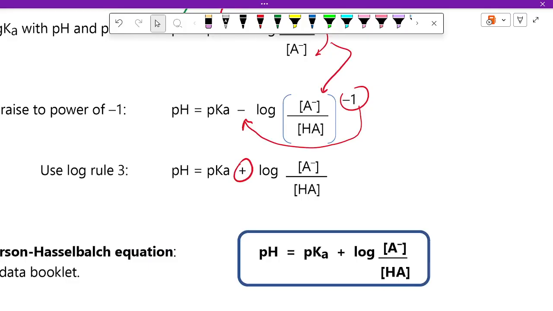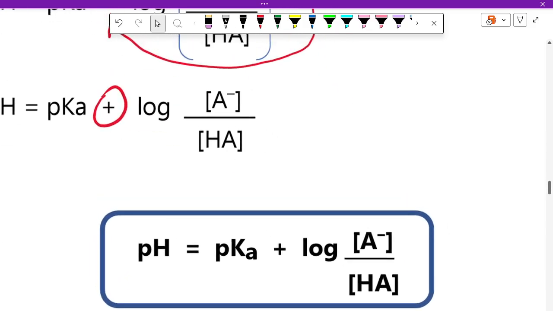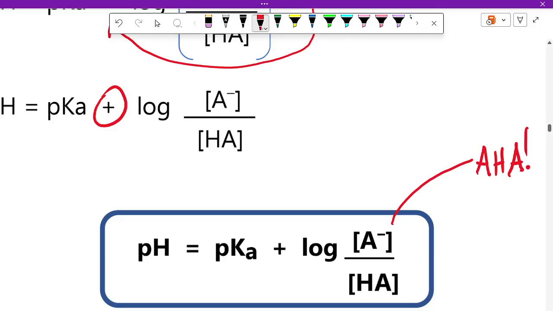Why don't we go all the way to the log, like log A minus log HA? You could if you wanted to, but then you have to press the log button twice rather than just doing a division and pressing the log button once. So the ratio of the base to the acid, and you know what this spells? Aha. pH is equal to pKa, and then if the A and the HA are not equal, it's plus log of aha.